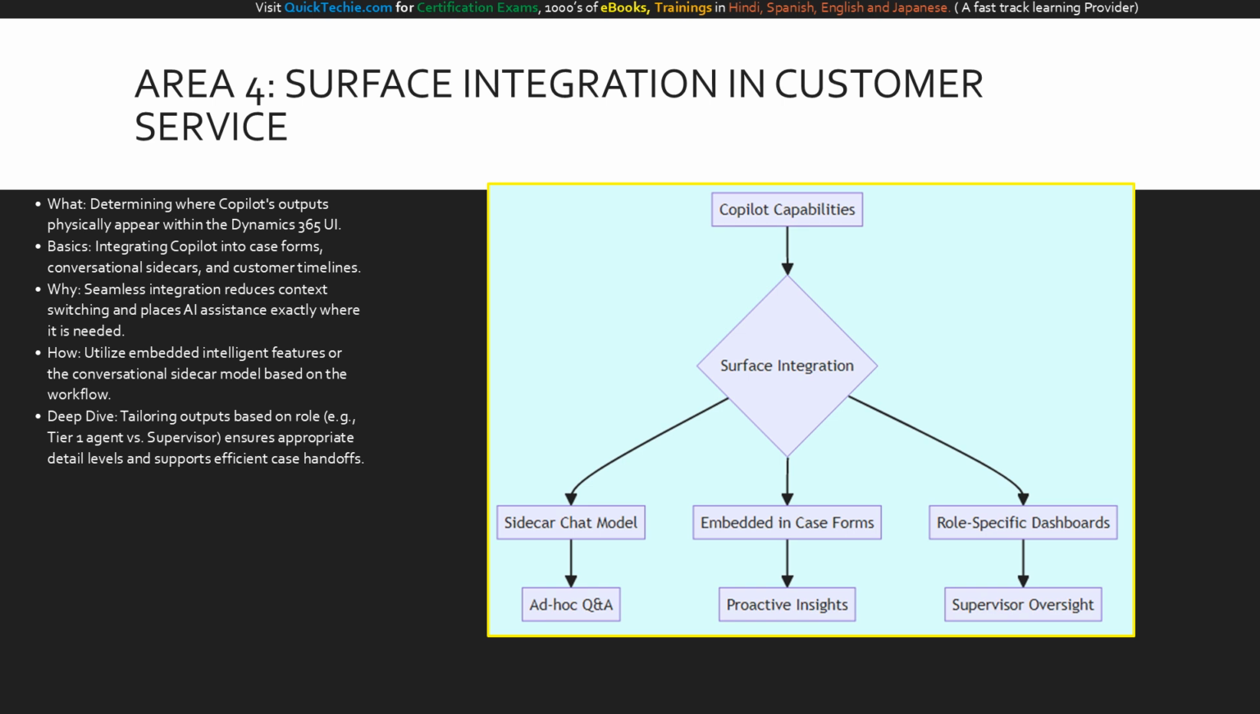Let's explore the surface integration flowchart. Copilot capabilities originate at the top and flow into your surface integration design. You have three primary deployment patterns here. First, the sidecar chat model, which is perfect for ad hoc Q&A and active troubleshooting. Second, embedding in case forms, which delivers proactive insights directly into the record the agent is viewing. Third, role-specific dashboards, which aggregate summaries and sentiment trends specifically for supervisor oversight and triage. This visual proves that Copilot is not a one-size-fits-all tool. Its presentation must be architected to fit the user's specific operational context.